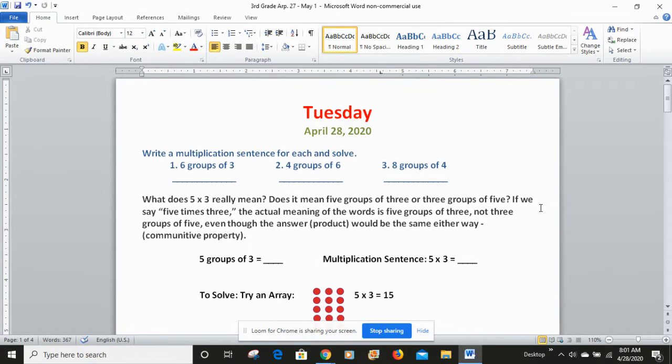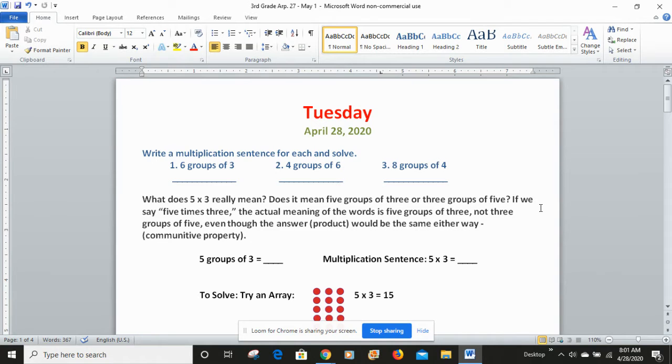Directions from the matrix say, write a multiplication sentence for each and solve. So you see three statements there: 6 groups of 3, 4 groups of 6, 8 groups of 4.